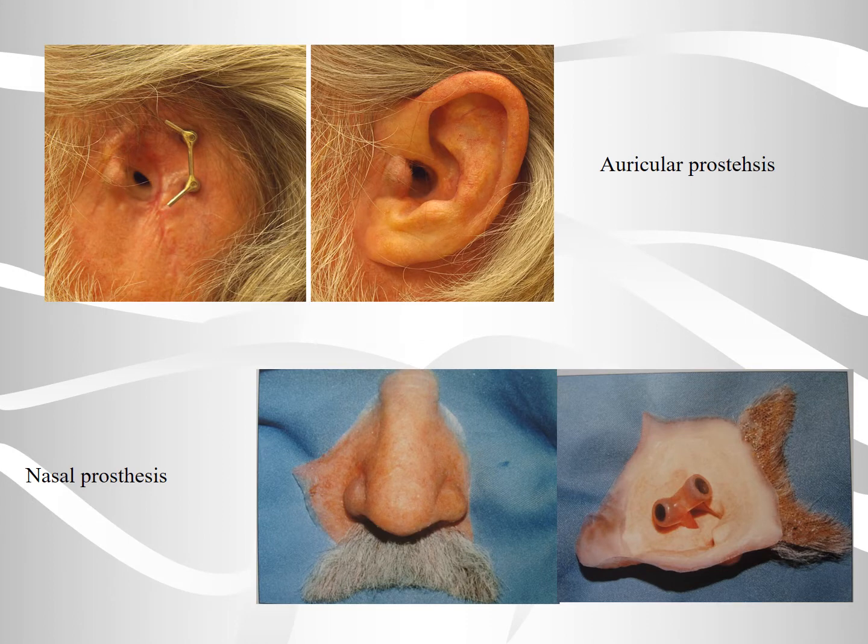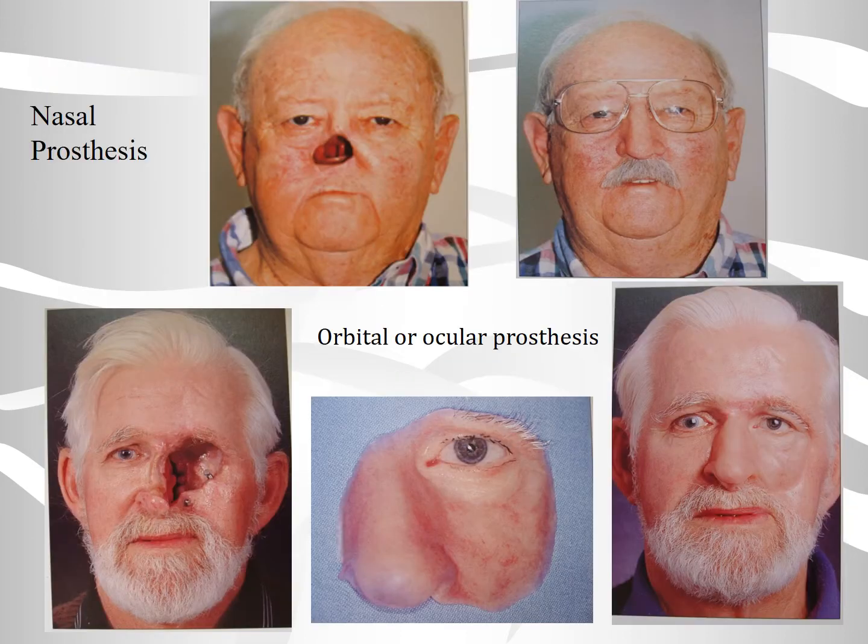In the photo, you can appreciate the auricular prosthesis on the top, and in the bottom photo, you can see a nasal prosthesis. Again, there's an example in the top photo of the nasal prosthesis. Below, you can see an orbital or an ocular prosthesis.